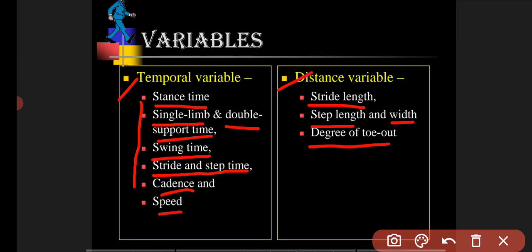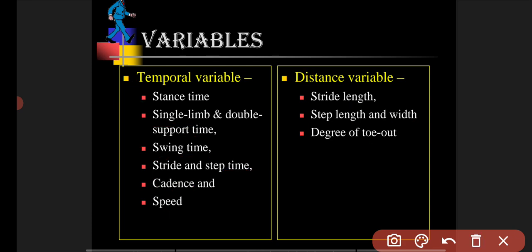In this, cadence is the most important. In the distance variables, stride length or step length comes in the exam, and degree of toe out frequently comes. But in the case of temporal or time variables, cadence is the most important, frequently asked in the question.